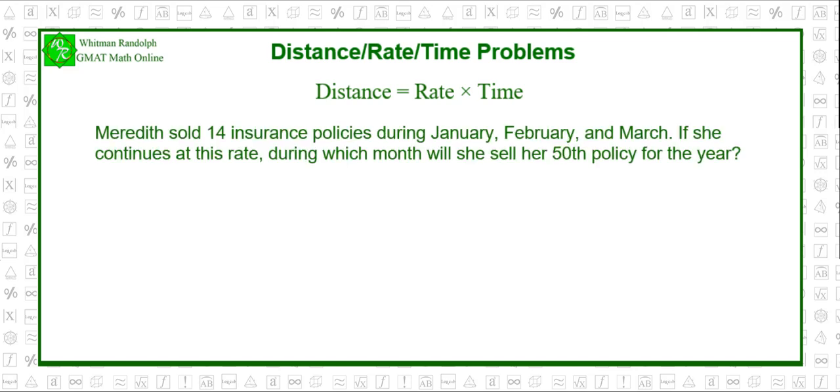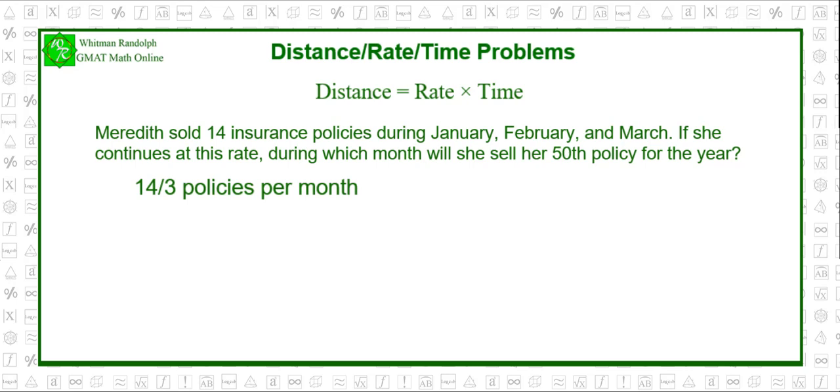Meredith sold 14 insurance policies during January, February, and March. If she continues at this rate, during which month will she sell her 50th policy for the year? In the first 3 months of the year, Meredith's rate of selling policies has been 14/3 policies per month.